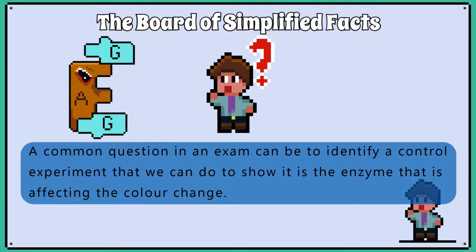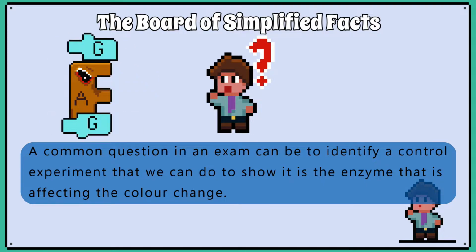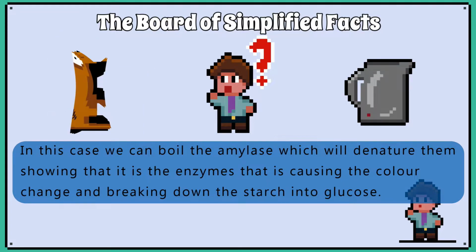A common question in an exam can be to identify a control experiment that we can do to show it is the enzyme that is affecting the color change. In this case, we can boil the amylase, which will denature it, showing that it is the enzyme that is causing the color change and breaking down the starch into glucose.